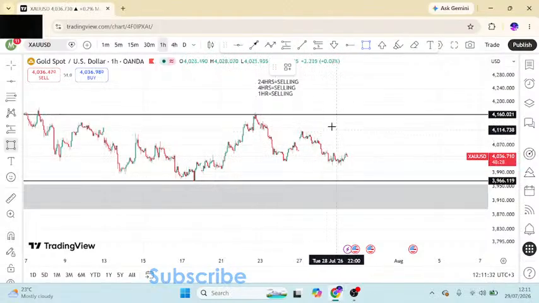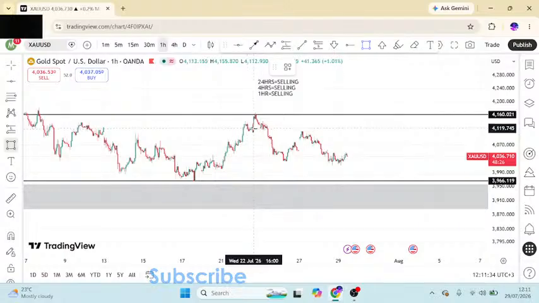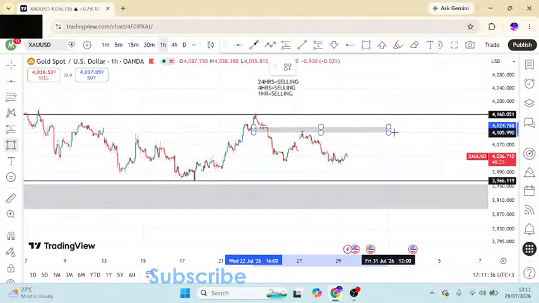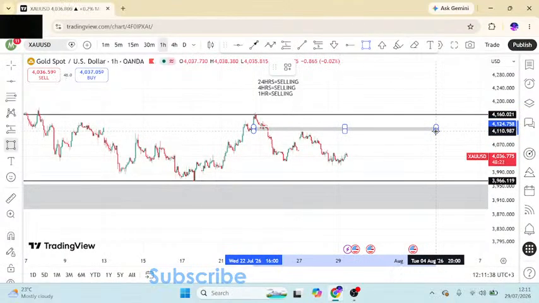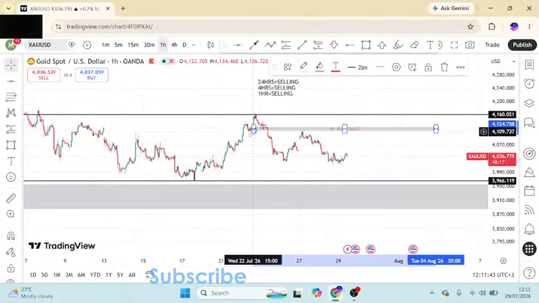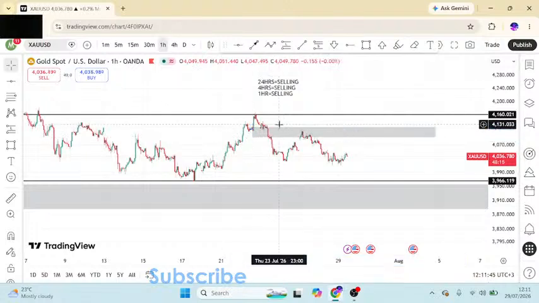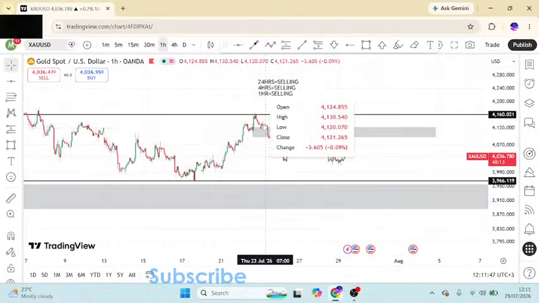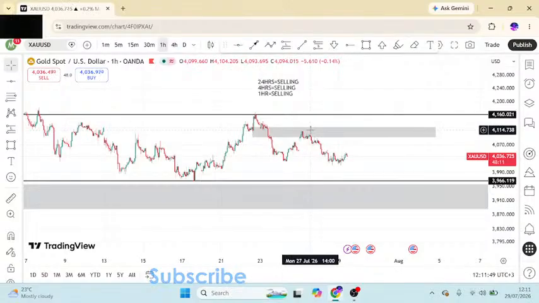So we shall wait for these sales. We are seeing that zone. If we had sold from there, then we were going to be massive. Yeah. So this is our zone right here.